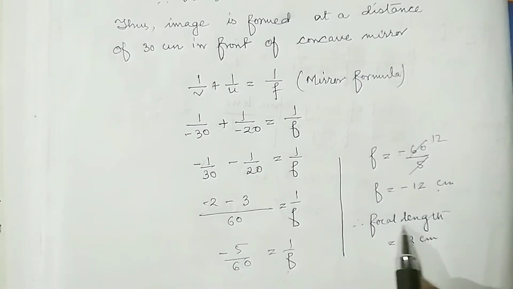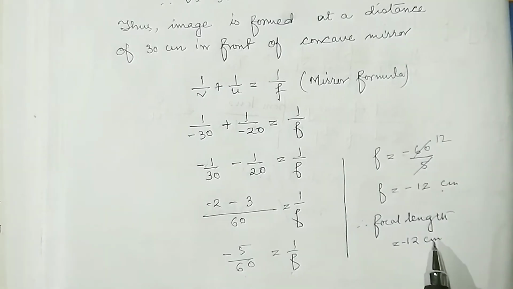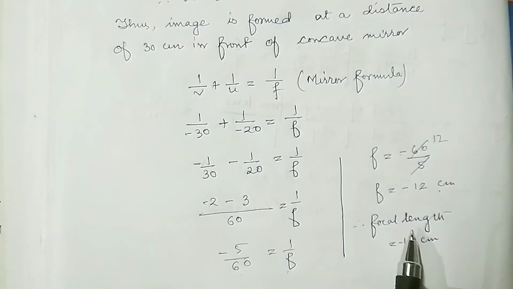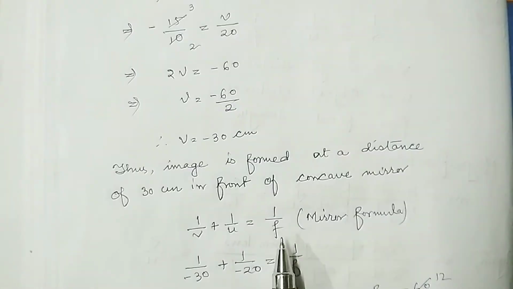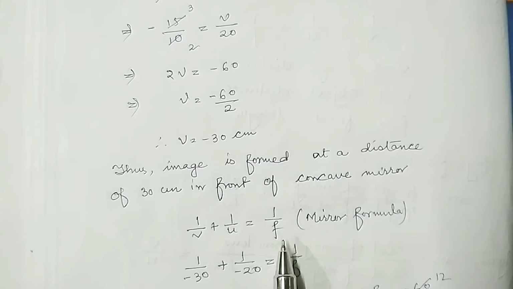That means the focal length of the concave mirror is minus 12. In case of a concave mirror, focal length is negative, so after calculation also we must get negative. I hope the sum is clear. Let me discuss another sum.